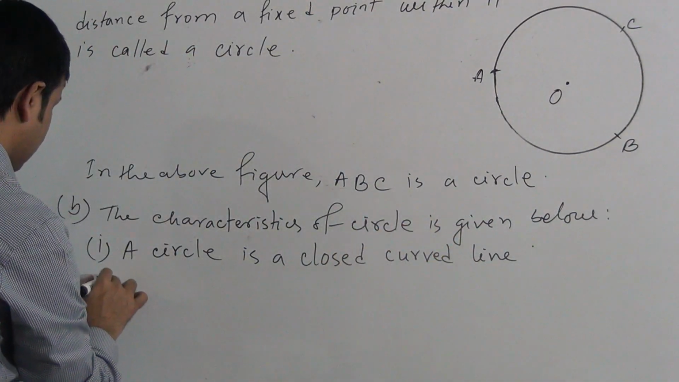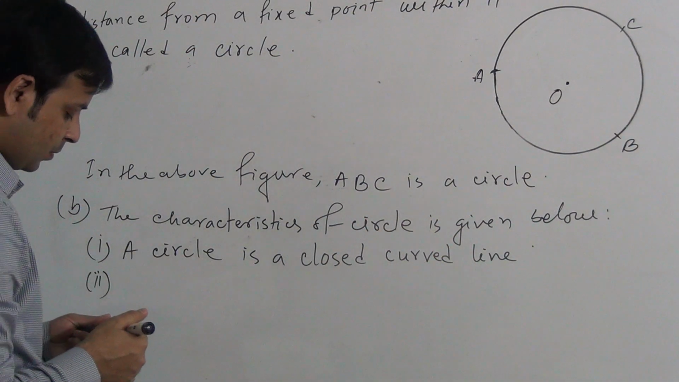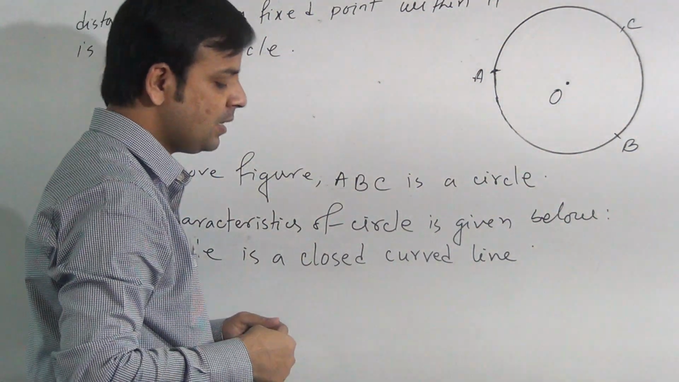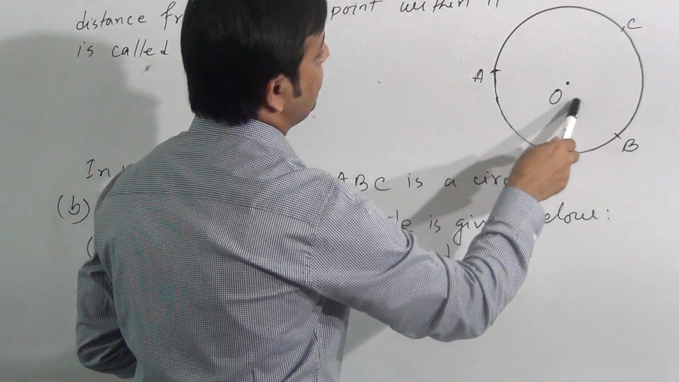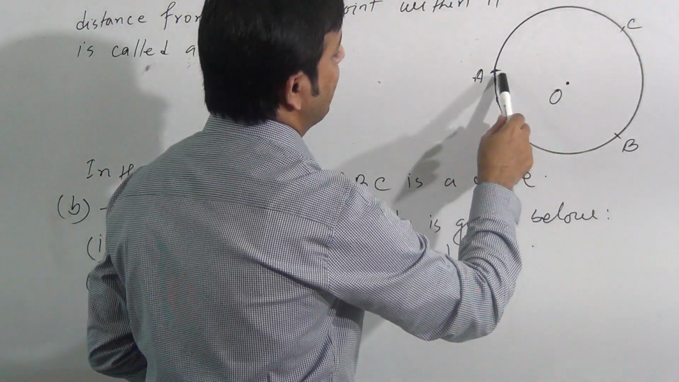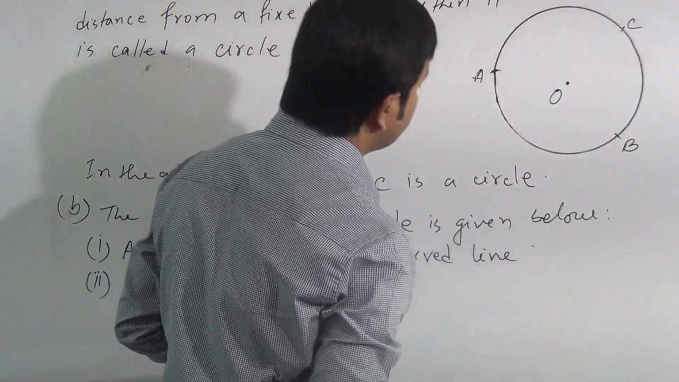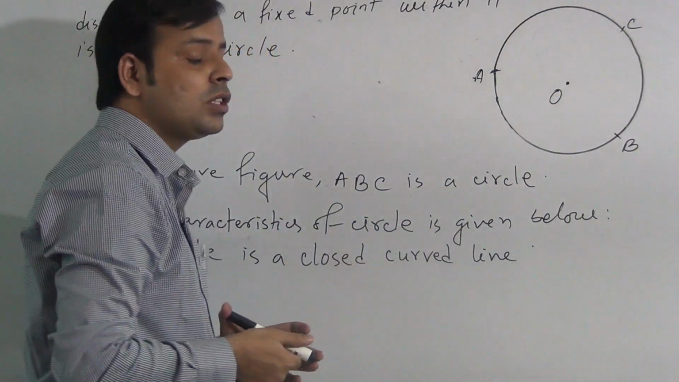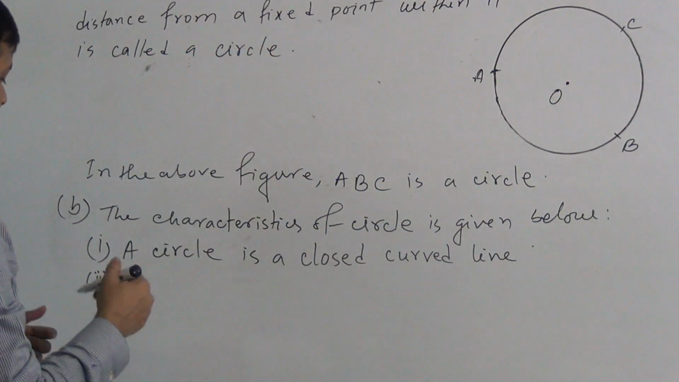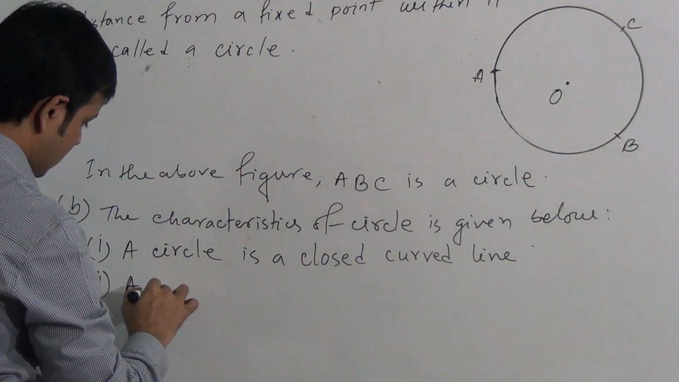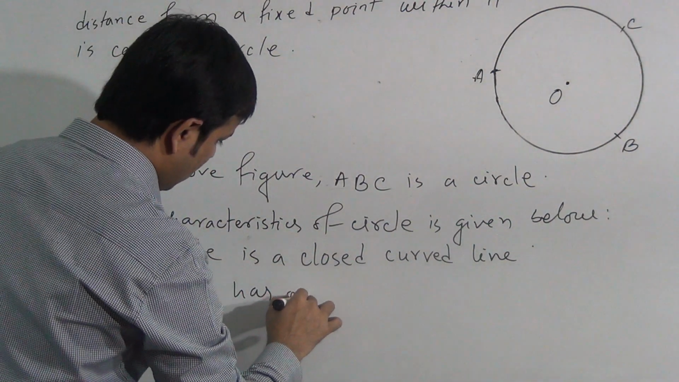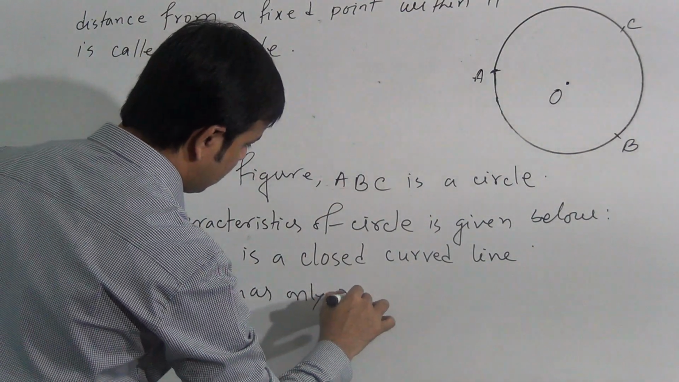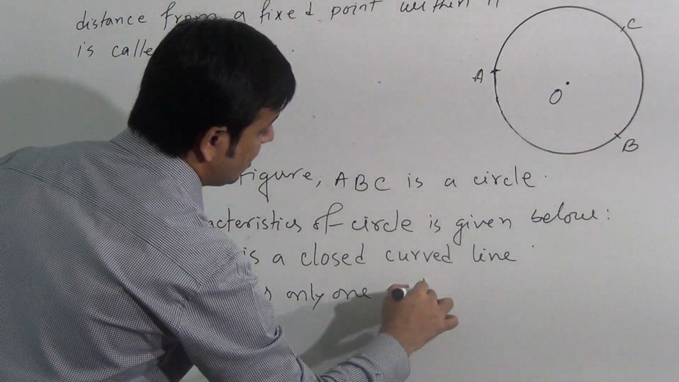Now another characteristic 2, that is this fixed point is known as center. So we can say a circle has only one center point.